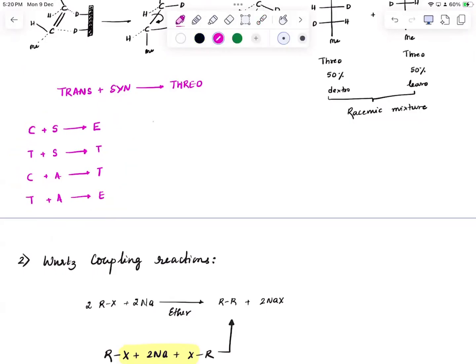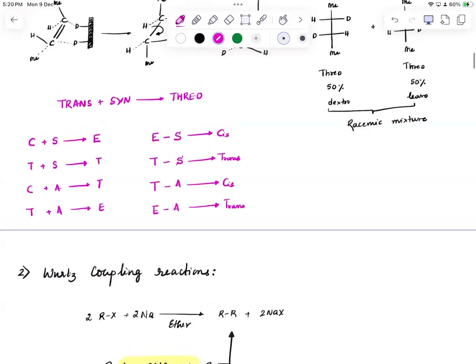The reverse way means if I take erythro and make a syn elimination, then I will get cis. And if I take threo and make a syn elimination, then I'll get trans. And if I take threo and make an anti-elimination, then I will make cis as a major product. If I take erythro and do an anti-elimination, I should be able to produce trans. Okay. So there are many ways to remember it.